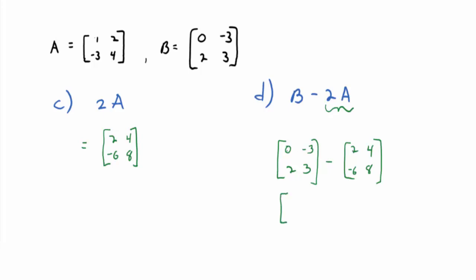0 minus 2. I'll go ahead and write it out since it's the first time we've looked at subtraction. What's the next one going to be if you write it out? Negative 3 minus 4. That's the upper right-hand entry once we simplify it. Then the lower left entry is, yeah, but I'm going to be a rebel and say 2 minus a negative 6. Or maybe you're the rebel for doing it all at once.